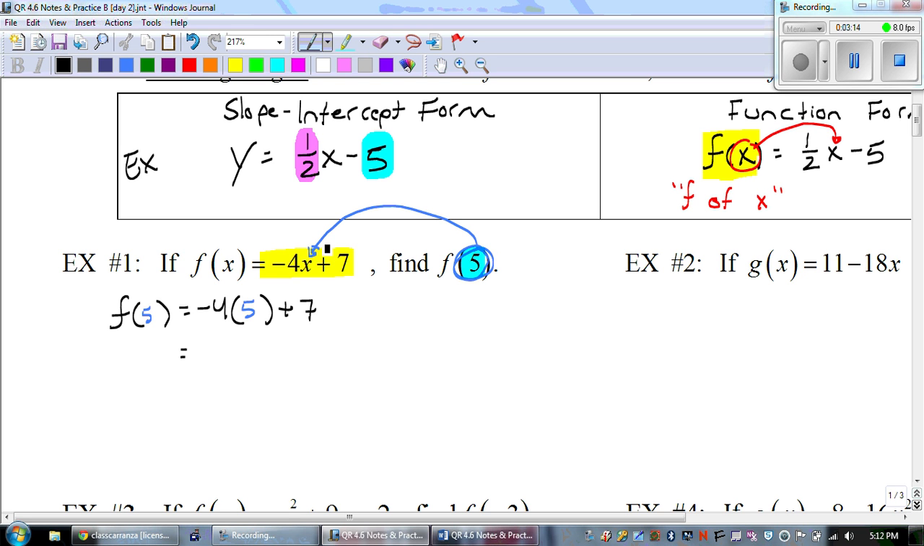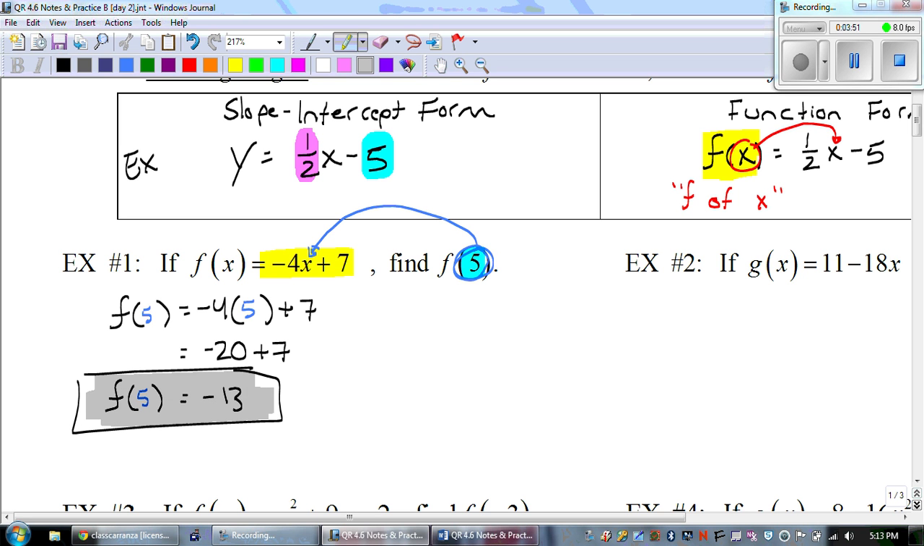So order of operations, we would multiply -4 times 5, which is -20, and then -20 plus 7. What'd you get? Oh, come on, you can do it. You better not be using your calculator. It's -13. So our final answer, we would say f of 5, and that equals -13.